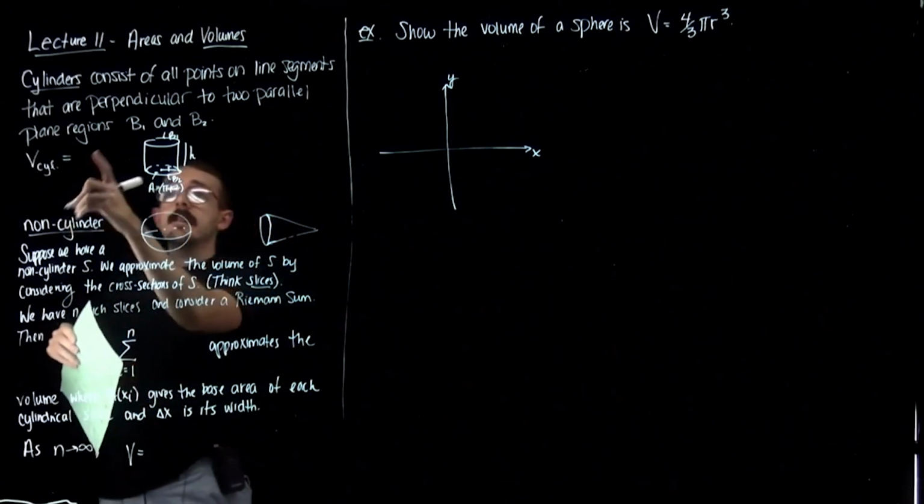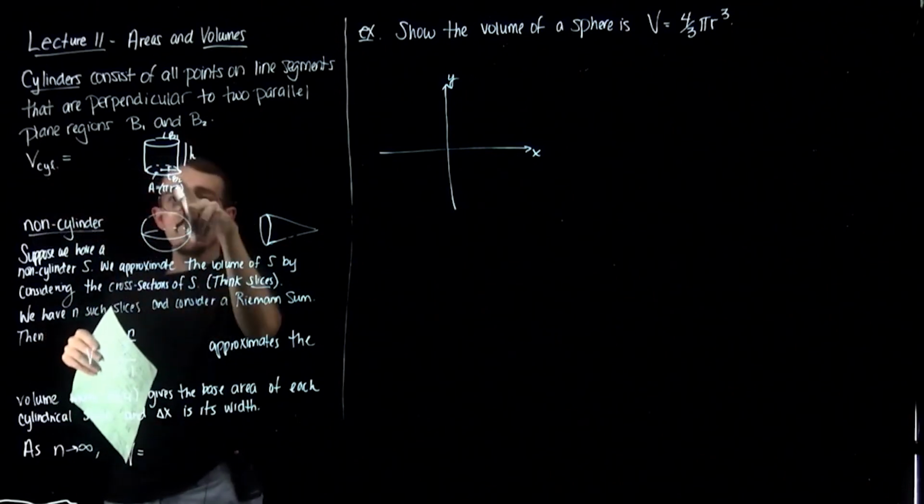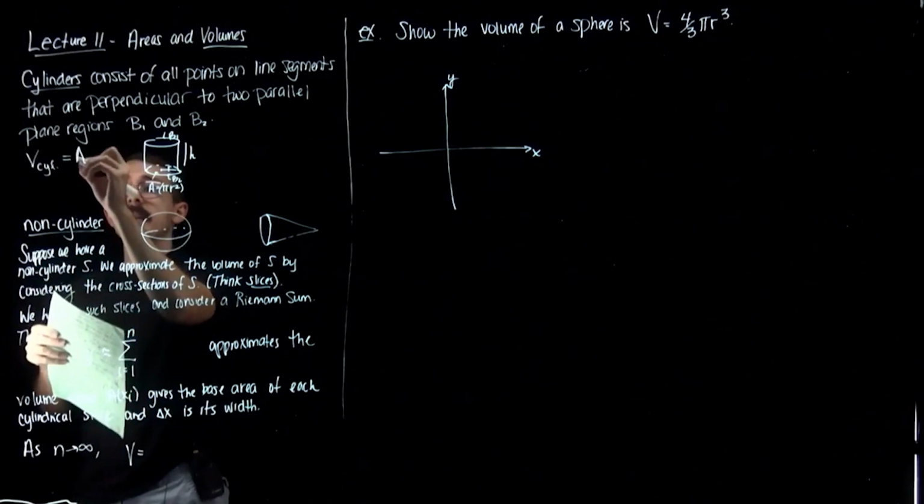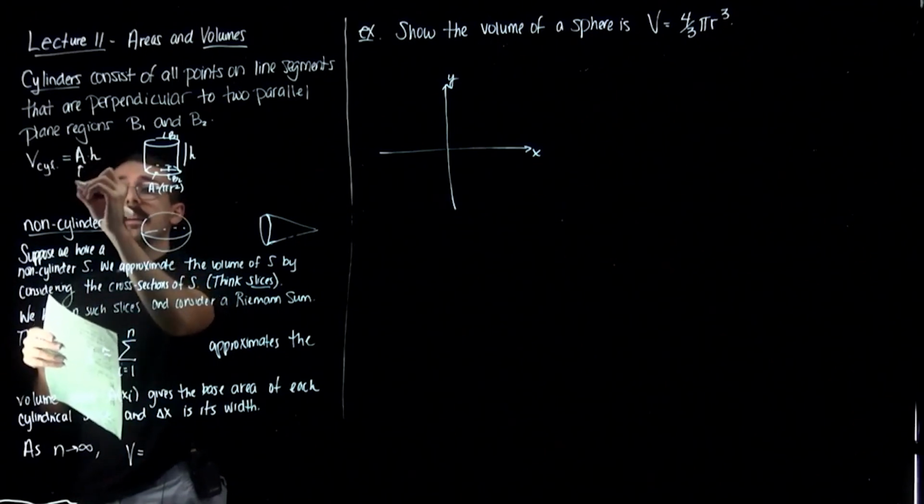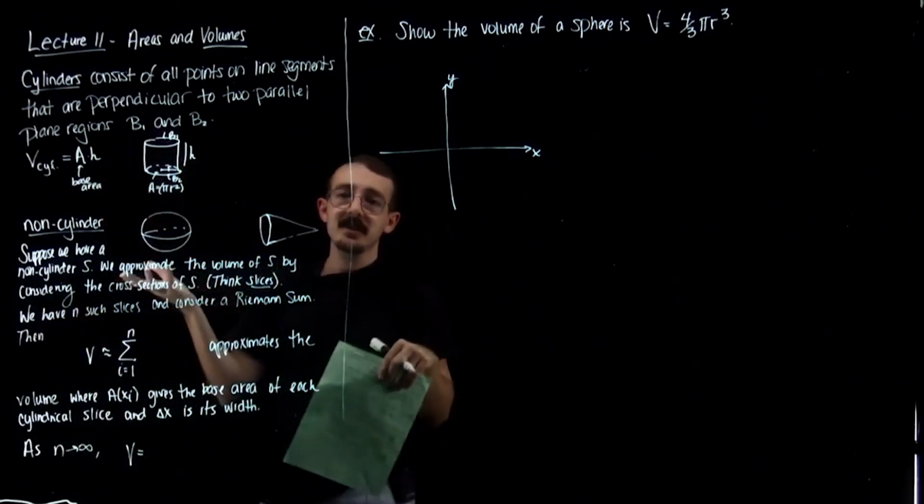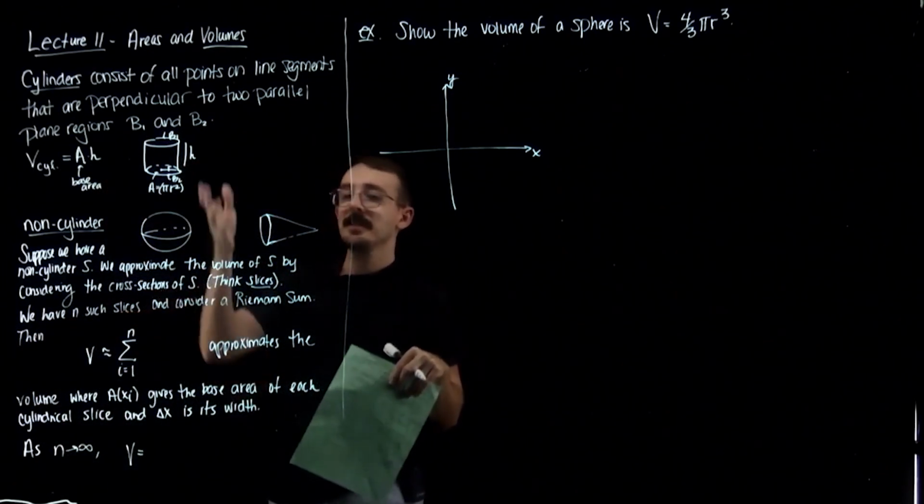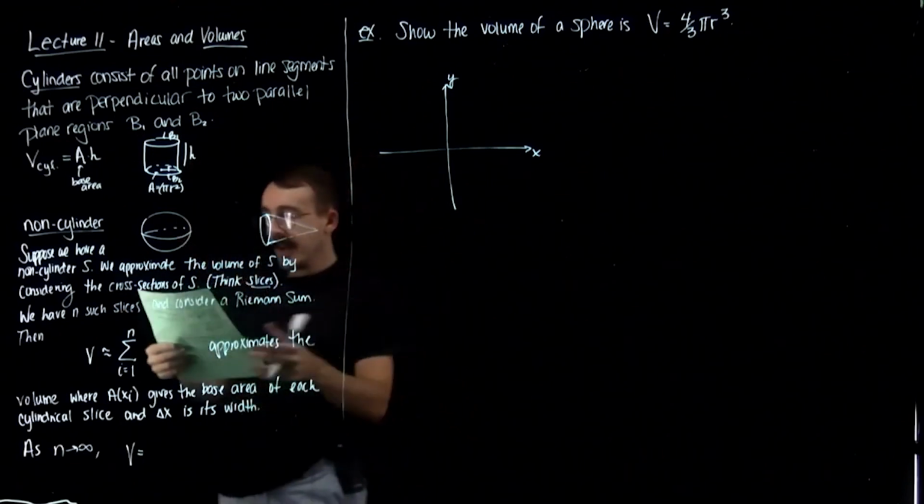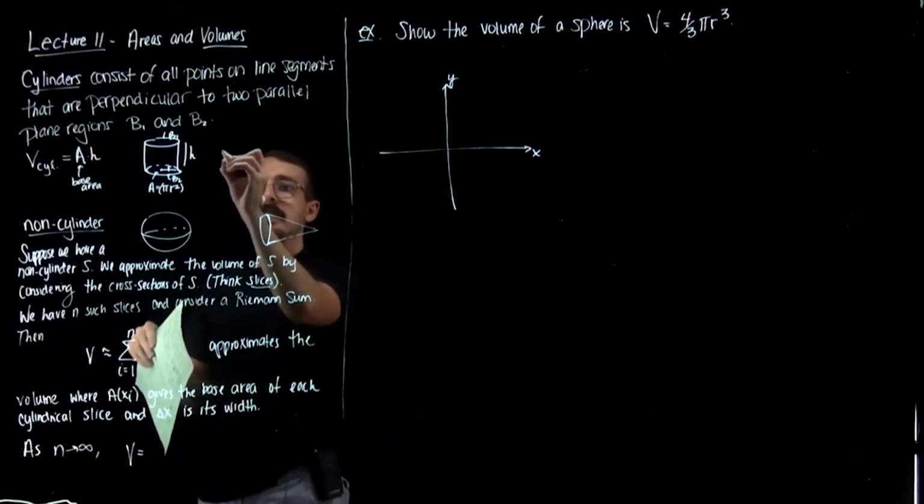So in particular, this one is pi r squared, but it's usually A times h, where A is the base area. And the base of a cylinder doesn't always have to be a circle. This is just the typical cylinder we're used to talking about, but you could have something else as well. So what if you had something like this?